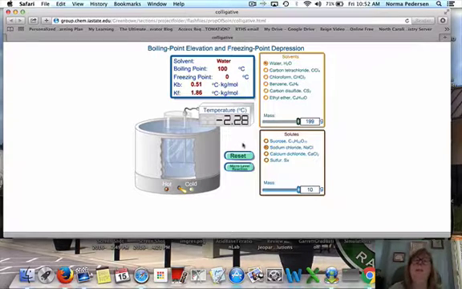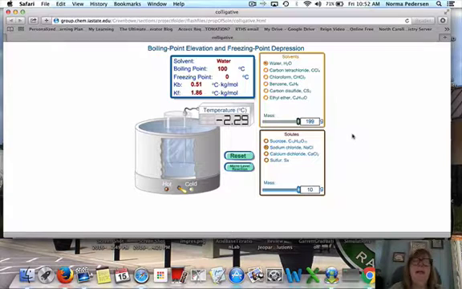And so we call this the freezing point depression. Remember, our boiling points went up, so it's boiling point elevation. The freezing points go down. It's called a freezing point depression. So the presence of a solute will make the freezing point of a solvent go down.